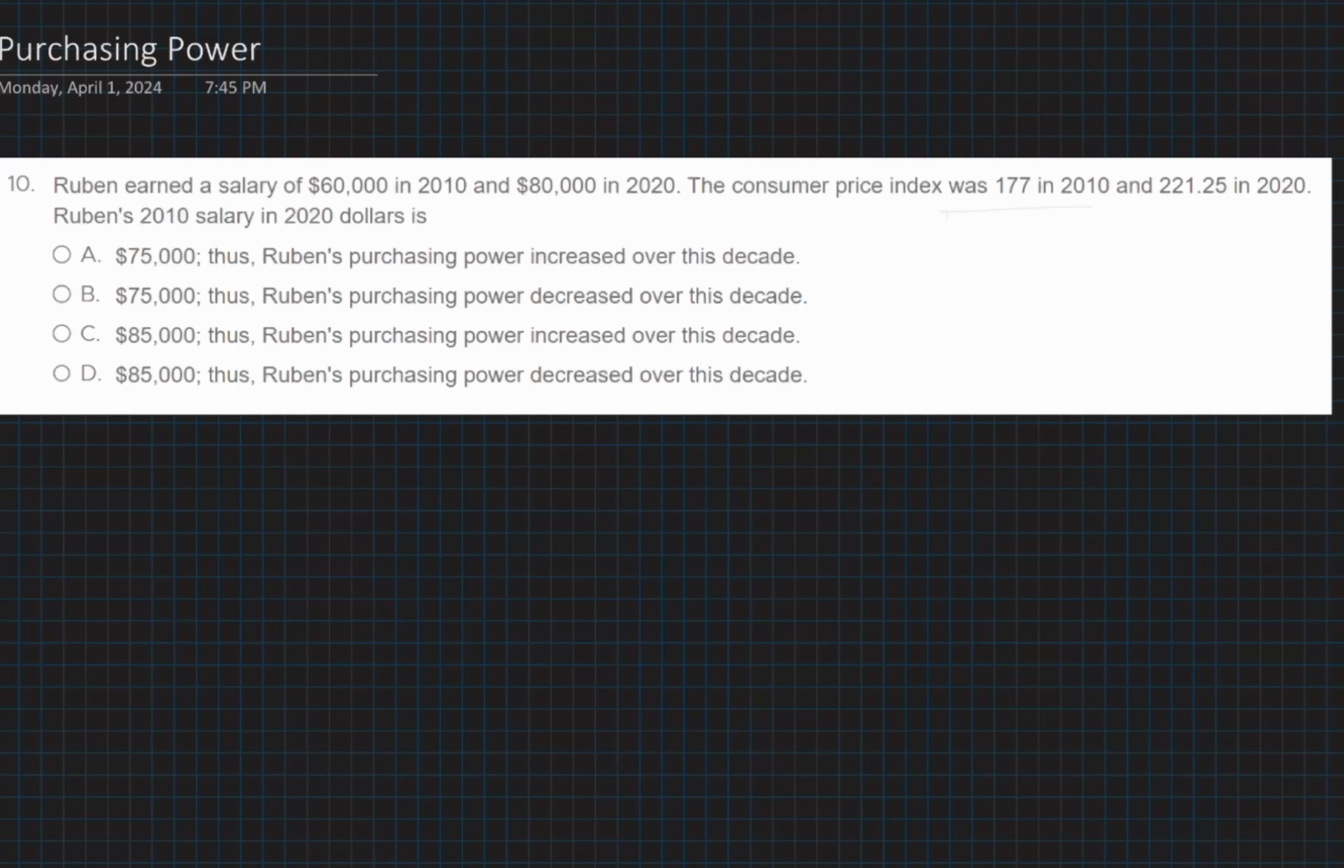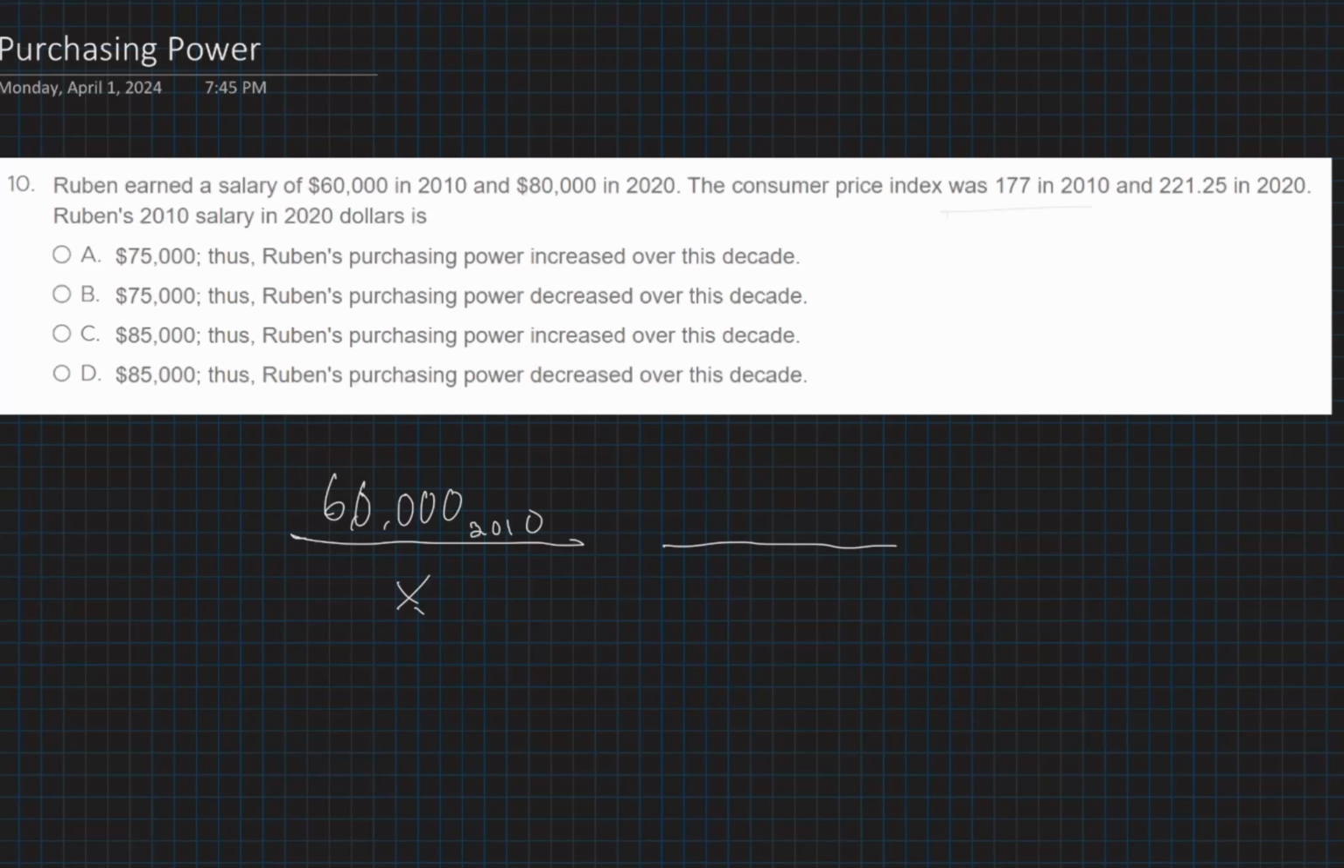So the way I would approach this is it's algebra. So I have my $80,000, this is in 2020. And then I want to see how much money that is in 2010. Wait, no, sorry, back this up. It's flipped. I want to know what the $60,000, which is 2010, is in 2020 dollars. How much money that is.